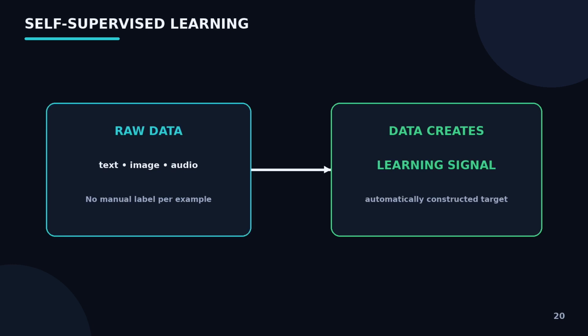Now we reach one of the most important concepts in modern machine learning: self-supervised learning. At first, this sounds confusing. If there are no human labels, how can the model be supervised? The answer is the data itself is used to create the learning signal. We automatically construct a task from the raw data.